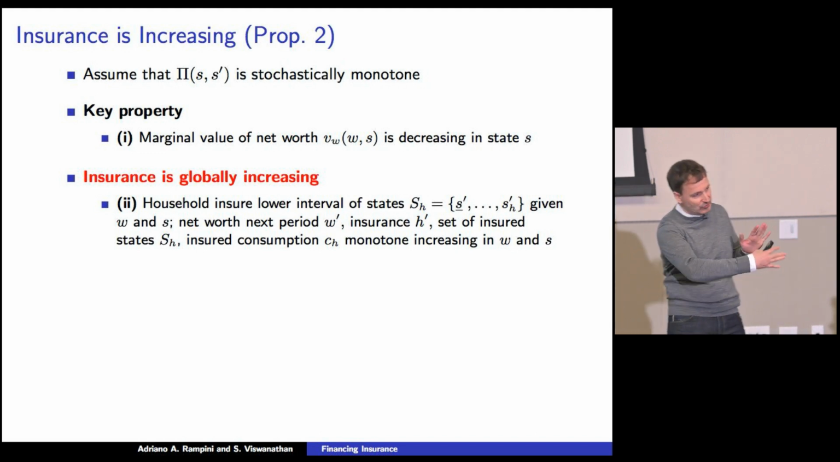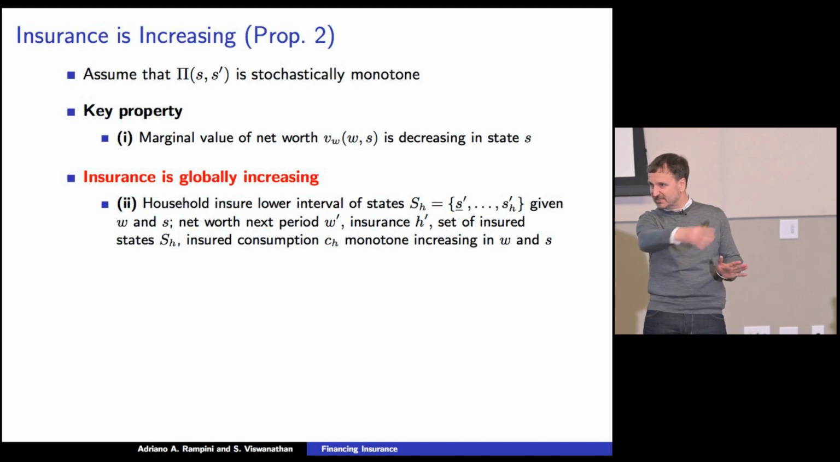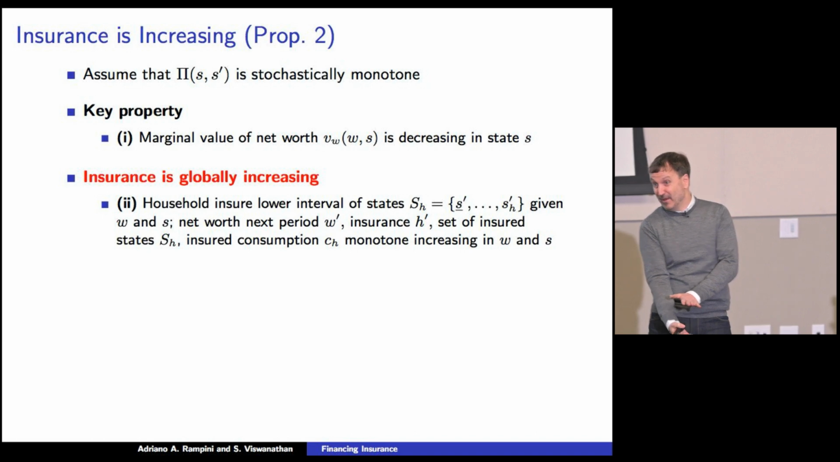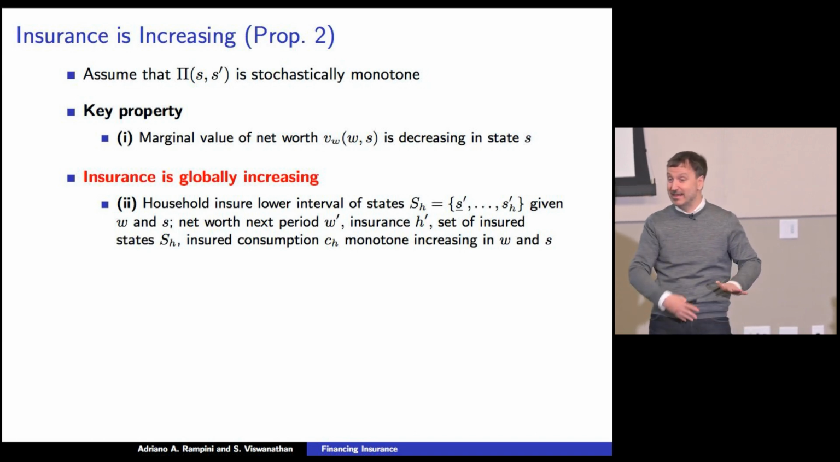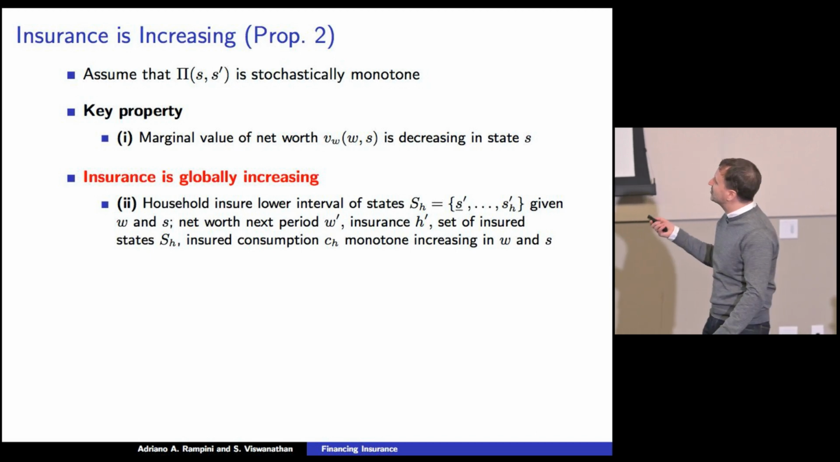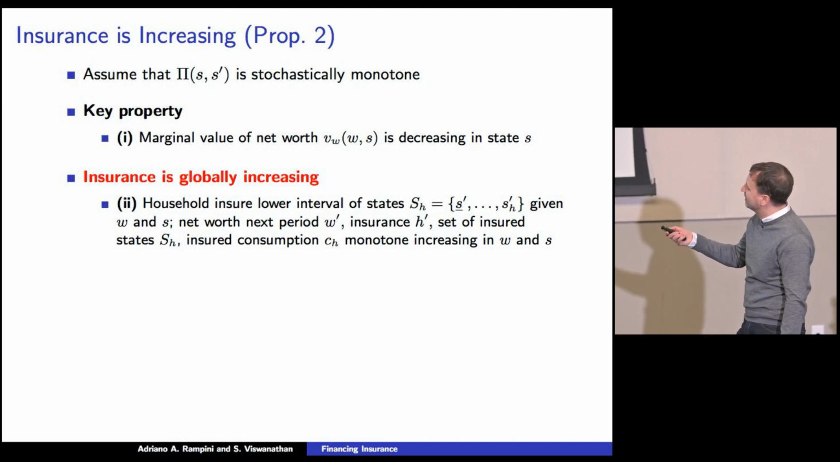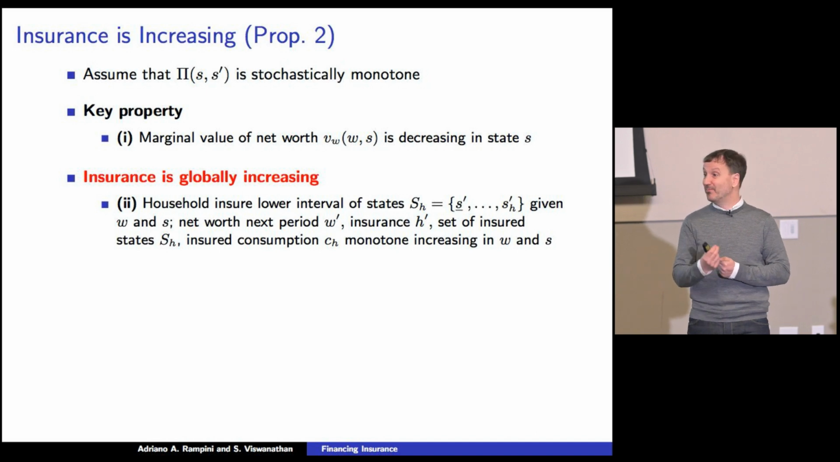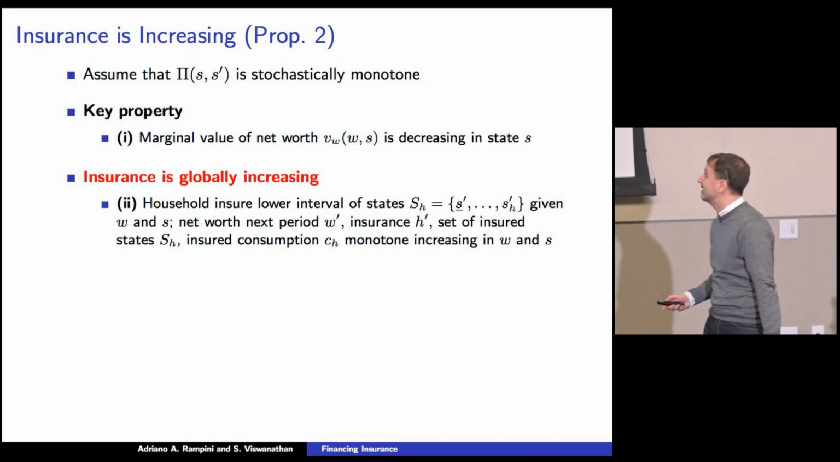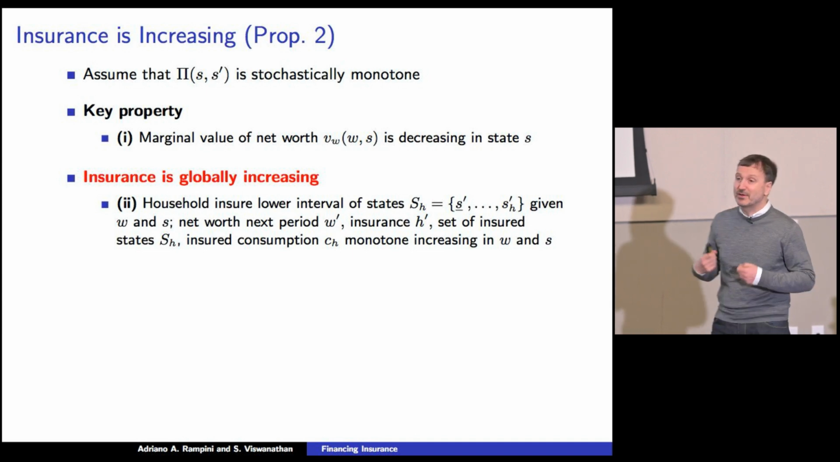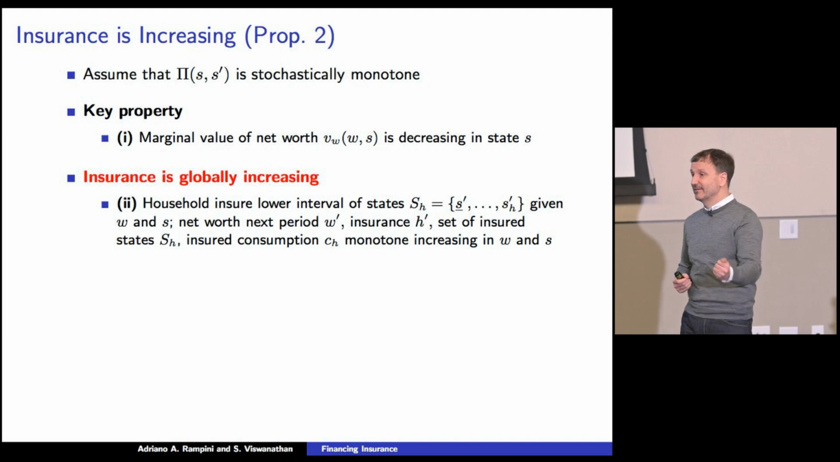First, the household insures lower states because of this stochastic monotonicity. Bad states are bad both because they have low income and the future is bleak. Okay, so they're unambiguously bad. So you insure a set of lower states, and what you can show is that the net worth next period, state by state, your insurance, the set of states that you insure, I say you insure a state if you buy a positive amount of Arrow securities for that state, and consumption in the insured states are all monotone increasing in net worth and the state.